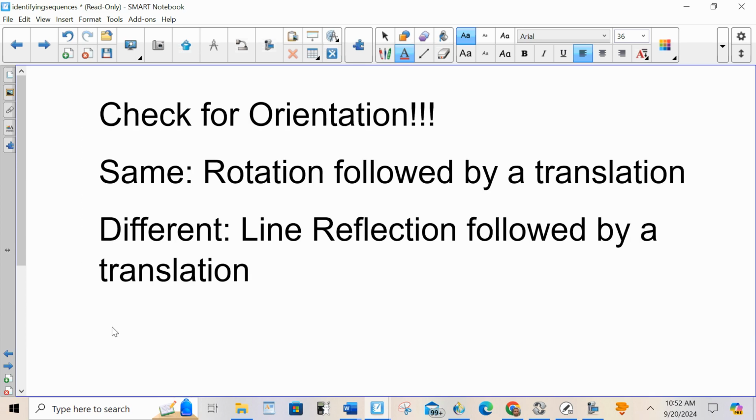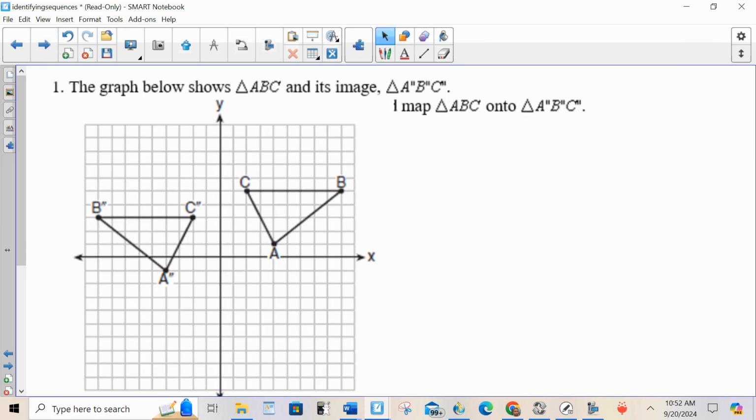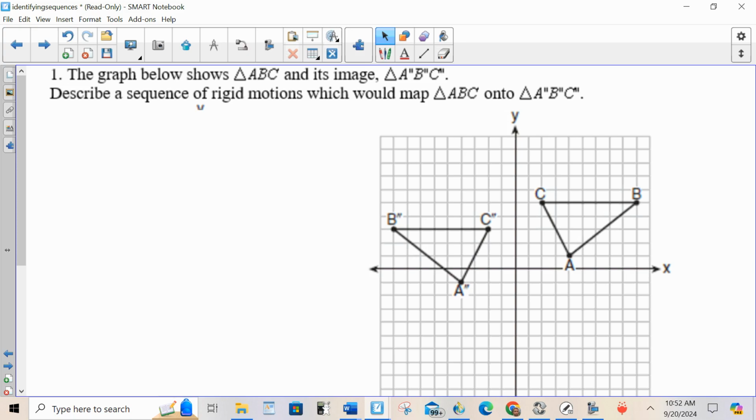So we just did this lesson. However, we just did it multiple choice. Now we're doing an open response, so the process is a bit different. Number one, I want to describe a sequence of rigid motions that would map ABC onto A''B''C''. The way we did it with multiple choice, we basically just eliminated choices. There are no choices to eliminate here.